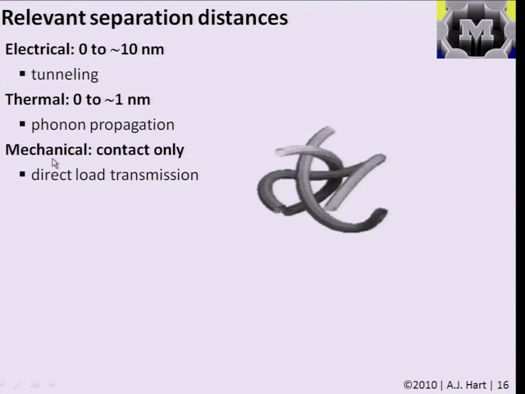And in all of these cases, whether we have a material in between the pair of structures or whether the structures are physically separated like so, there are important rule of thumb separation distances at which electrical, thermal, and mechanical transport can occur.